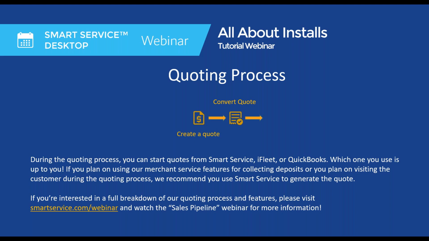If you want to use our merchant service features for collecting deposits, or if you're going to visit the customer, take some measurements, take some photos and stuff like that during the quoting process, we'd say go ahead and start off in Smart Service, and Smart Service can still make that estimate in the background in QuickBooks for you, which I'll show you today. So the estimate will end up in QuickBooks either way. That's just good reporting. It's really going to help out with job costing. But if you want to go visit the customer, probably start in Smart Service.